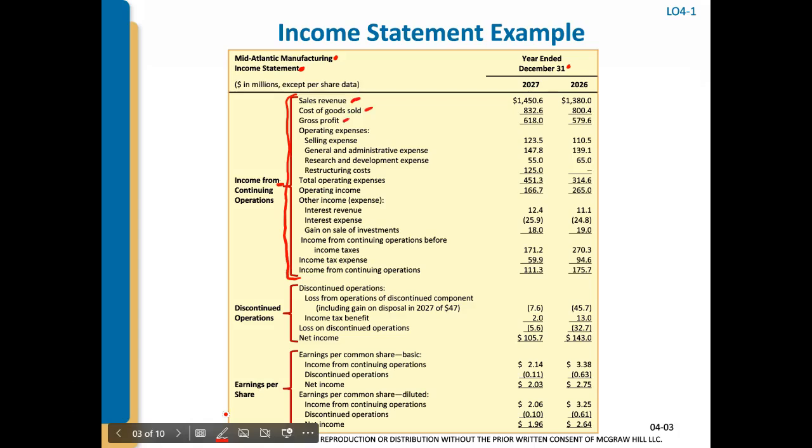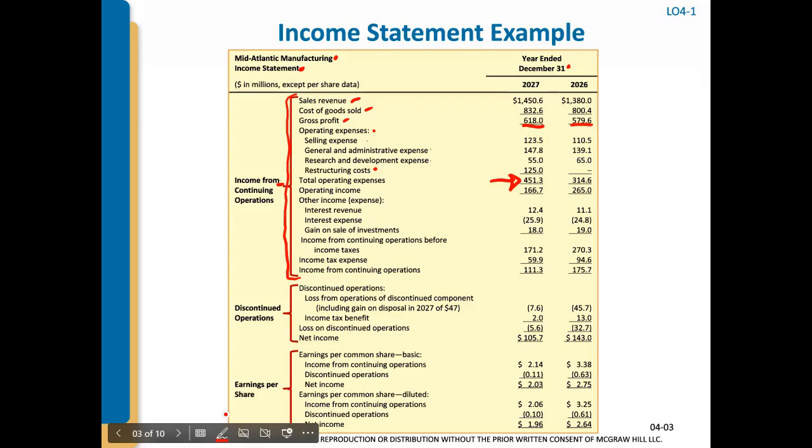It starts with the income from continuing operations, which we'll get into, and you have your revenue minus your cost of sales equals your gross profit. You have a subtotal for gross profit. And then you go into your operating expenses, which are your day-to-day expenses that you need to run your business. So here we see selling expense, G&A, R&D, restructuring costs, which is an operating expense. And then we have total operating expenses.